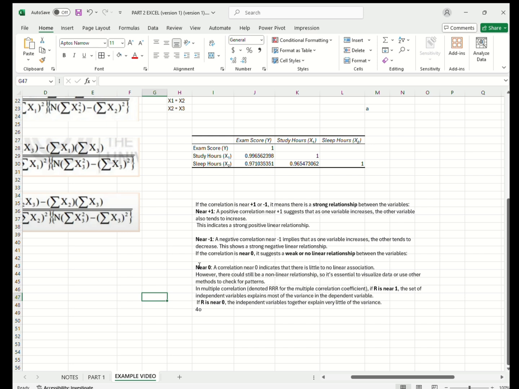In multiple correlation, we denote R for the multiple correlation coefficient. If R is near 1, the set of independent variables explain most of the variance in the dependent variable. If R is near 0, the independent variables together explain very little of the variance.